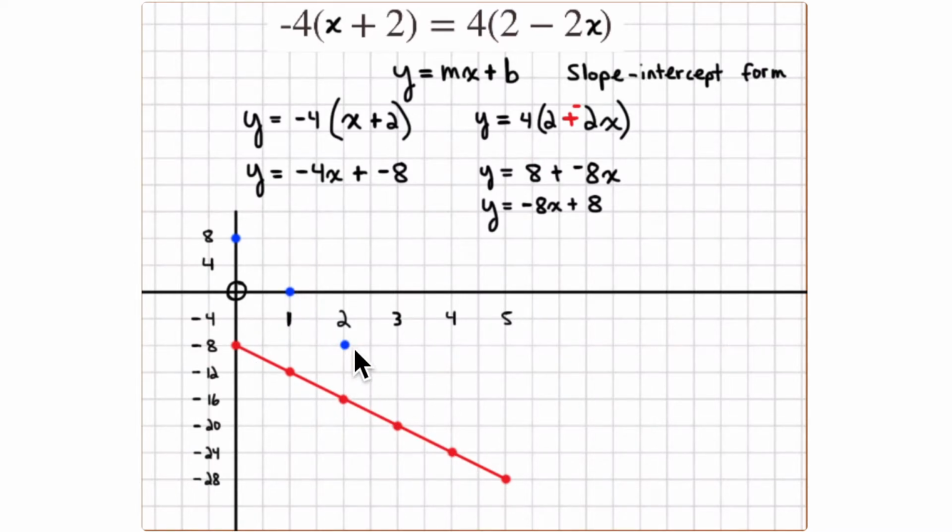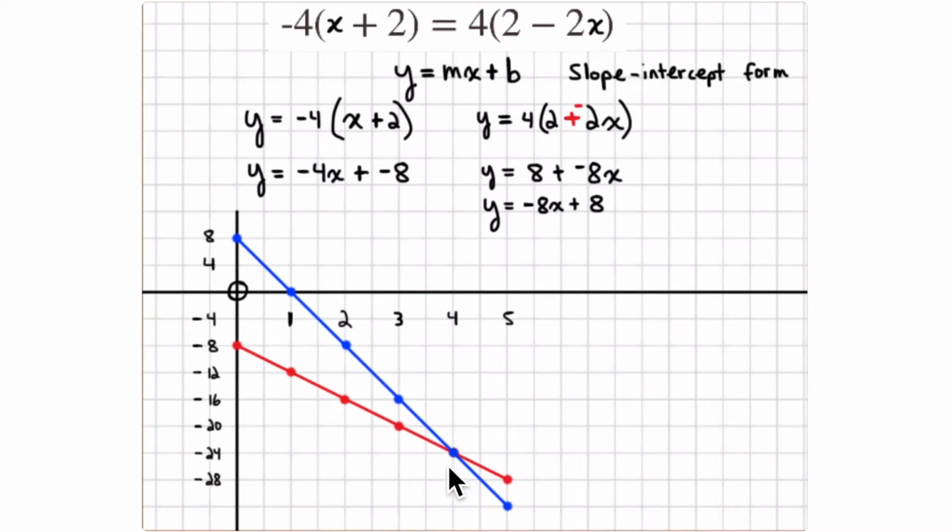So eventually it's going to catch it. Eventually it's going to intersect this line. And it intersects this line right here at x equals 4. Well, it turns out that that's the solution to this equation up here. So when we solve this equation, I'm going to do that in a moment, you're going to see that x is going to equal 4.